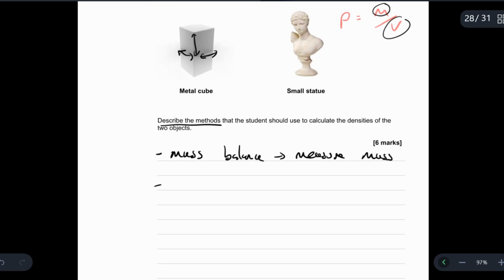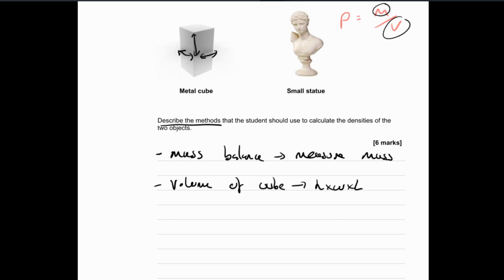And so the volume of a cube, you can find that by height times the width times the length. It's essentially just going to be the length cubed, sorry, one length cubed, because it's a cube, all of these will be the same. So it's just the length cubed.